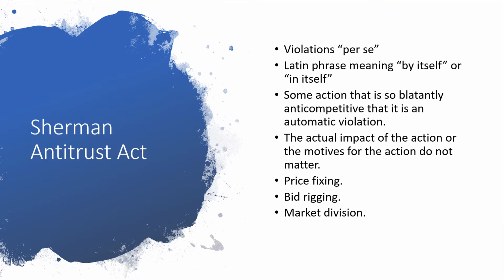First, price fixing. This is when two or more competitors mutually agree to coordinate their prices, so they're not actually competing based on price. Second, bid rigging. This is a fraudulent scheme in procurement auctions resulting in non-competitive bids. And third, market division.